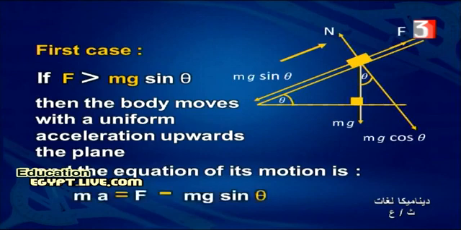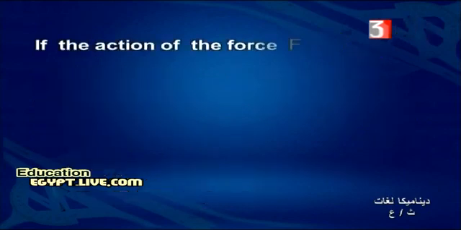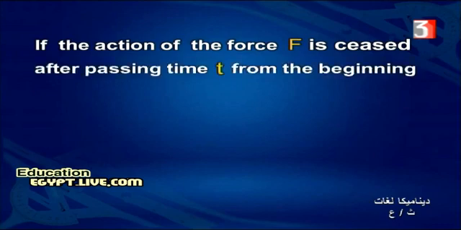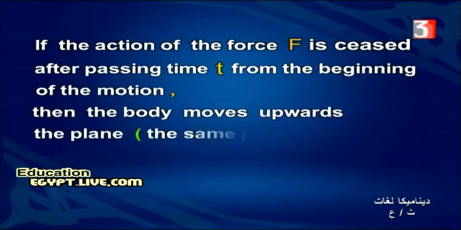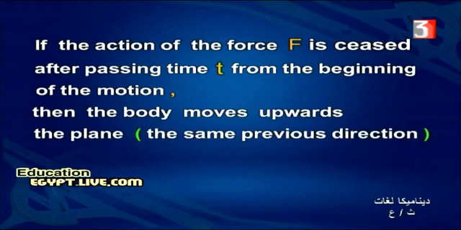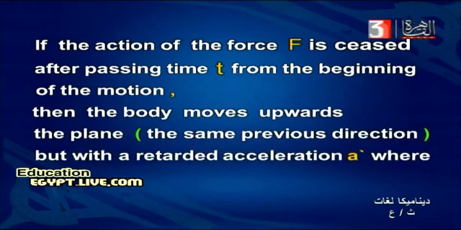A dash here is a retarded acceleration, or deceleration. The body reaches the maximum height and then changes its motion downward along the plane with an increasing acceleration of magnitude a double dash equals g sine theta. The body here moves under the action of its weight only.